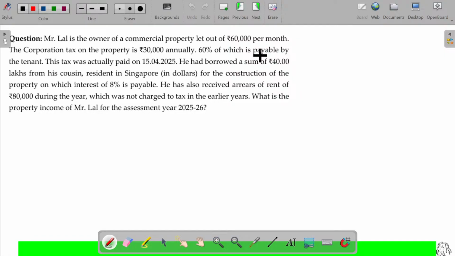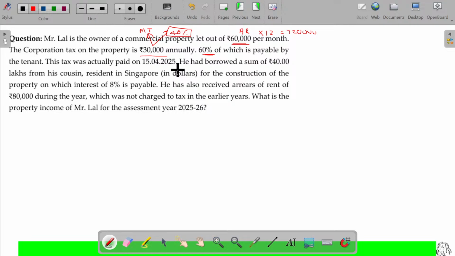Come on, try this illustration. Mr. Lal is the owner of a commercial property let out for 60,000 per month. Then this is the annual rent, 7 lakhs 20,000 rupees. Corporation tax is 30,000 rupees, municipal tax, 60% of which is payable by the tenant. Out of that, you can claim only the 40% payable by the owner.